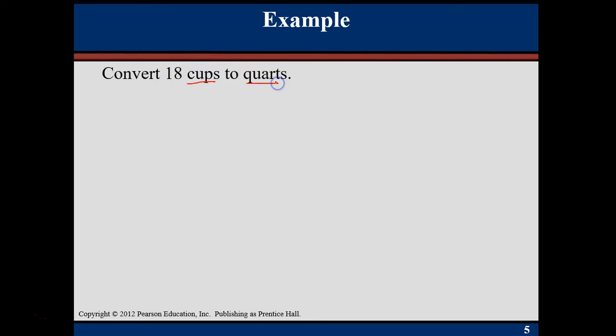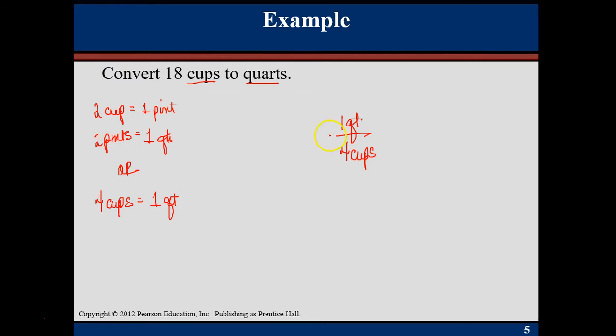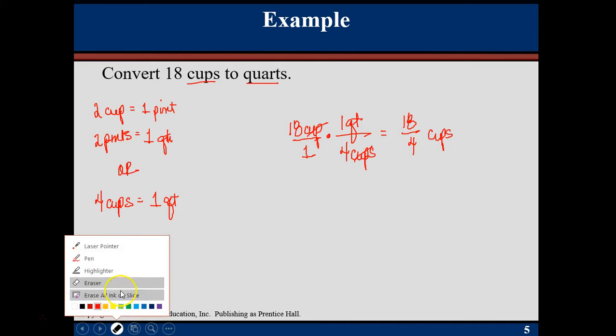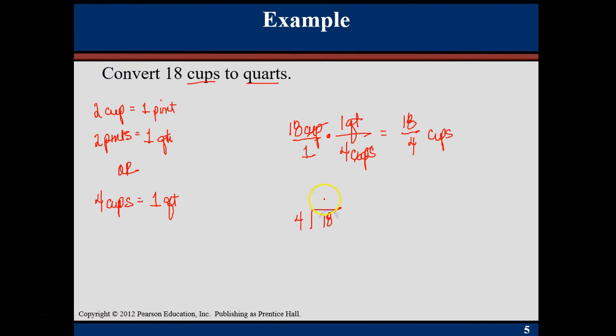If I want cups to quarts, I have to either remember that there's 2 cups to 1 pint, so that I can then say, well, there's 2 pints to 1 quart, or I can remember that there's 4 cups in 1 quart. Either way is fine. If I want to go to quarts, that means quart comes up top, and there's 4 cups in there. 18 cups is what I'm starting with, and I'll put my 1 here. Cups divides out, and I have 18 over 4 cups. I can divide this and say 4 goes into 18 4 times with a remainder of 2, and turn this into a mixed number where I have 4 and then 2 out of the 4 that I have left, which would be 4.5 cups.